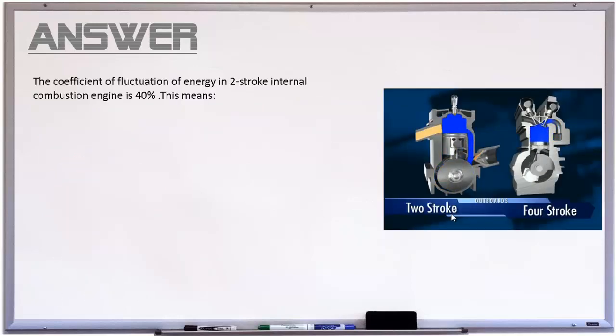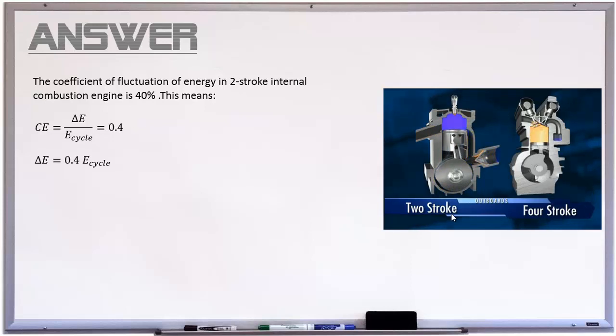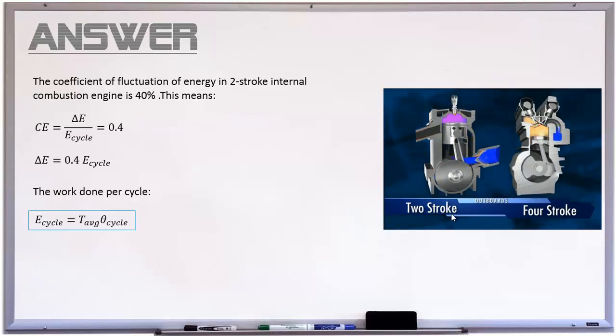Alright, so there's a statement that the coefficient of fluctuation of energy is about 40%. Now, this means that delta E over the work done per cycle is equal to 0.4. So rearranging the terms, the delta E is 0.4 the work done per cycle, and now we need to get the work done per cycle.